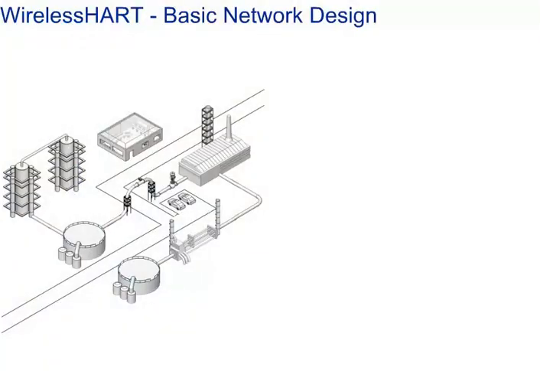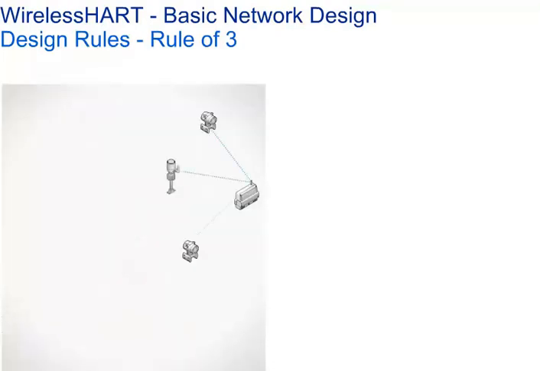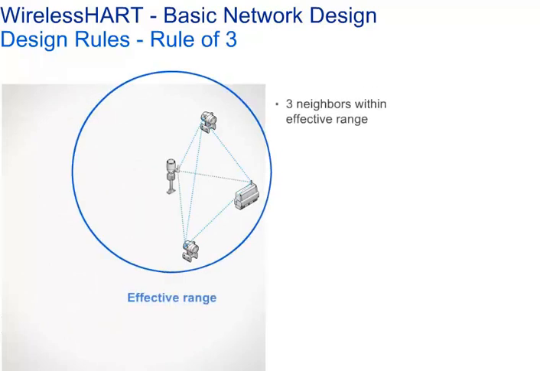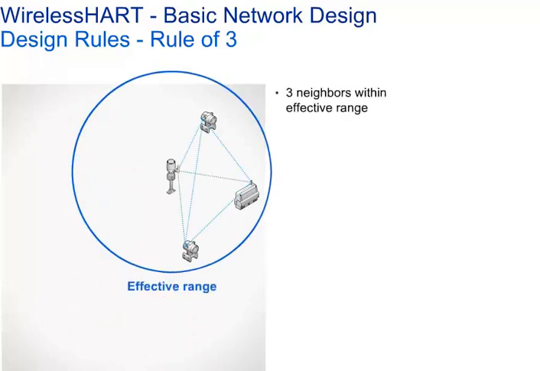Let's have a look at how to design a self-organizing mesh network to ensure the reliability of each communication link. There are 4 fundamental network design rules. Number 1. Rule of 3. Each WirelessHART device should have a minimum of 3 neighbors within effective range represented by the blue circle. This ensures that there will be at least 2 connections and the possibility for connections to change in time.